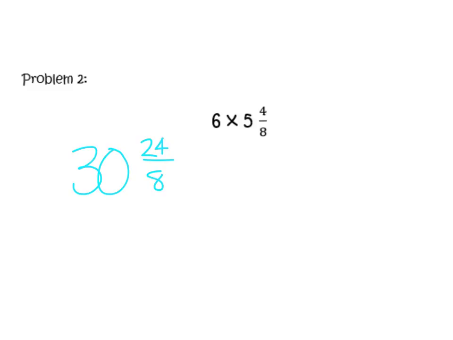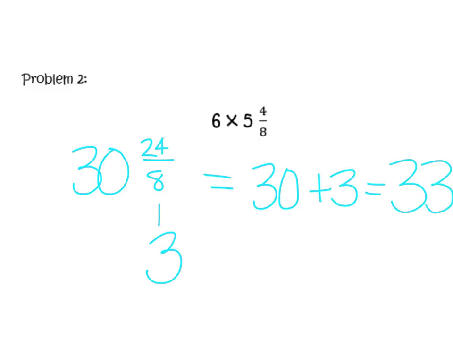I know that 24 divided by 8 is 3. This is a basic fact, so I don't need to use long division here. Now, I need to add the whole numbers. 30 plus 3, which equals 33. My final answer is 33.